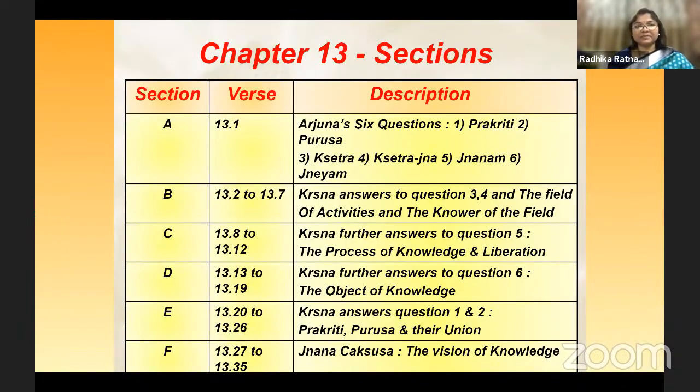So this is a summary of the previous chapter, the six questions asked by Arjuna: Prakriti, Purusha, Kshetra, Kshetrajna, Jnanam, Jneyam, and all those things. At the end, we need to go back to our Godhead. The soul has to go to the Supersoul and go back to its home. So the practices we are doing should help us illuminate the inner knowledge within, and have knowledge about the Lord so that we can know Him.